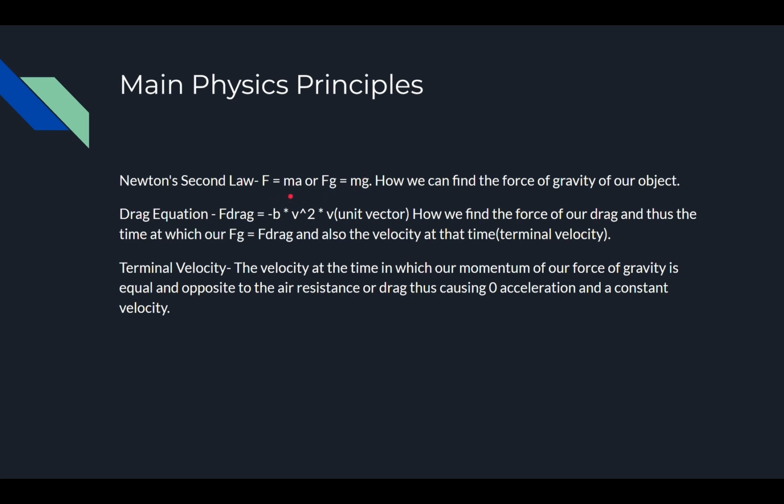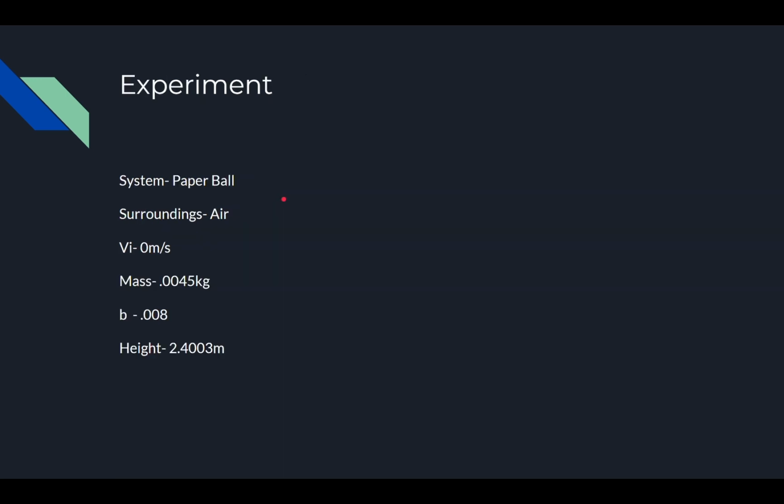Newton's second law, F equals ma, or Fg is equal to mg in this case, is how we find the force of gravity on our object. In the drag equation, F drag is equal to negative b times the speed squared times the unit vector. That is how we find the force of drag, and thus the time at which Fg is equal to F drag and the velocity at that time, which is our terminal velocity. Terminal velocity is when the force of gravity is equal and opposite to the air resistance or drag, thus causing zero acceleration and a constant velocity.